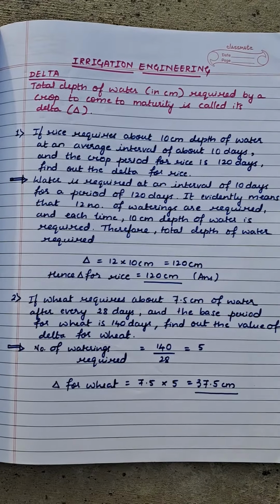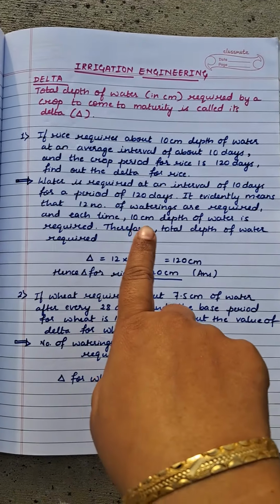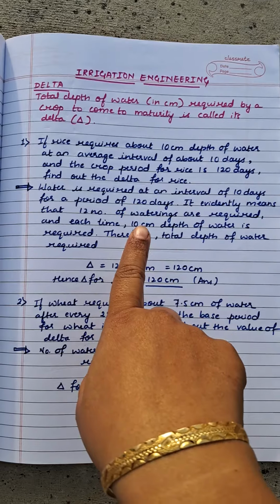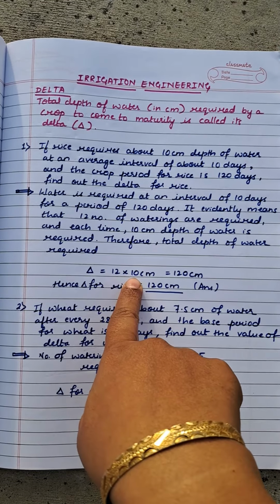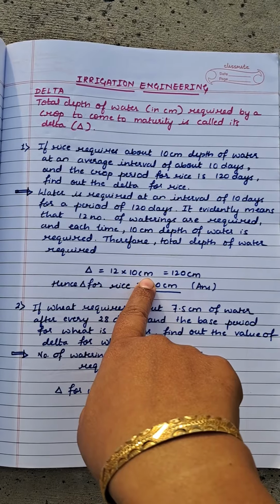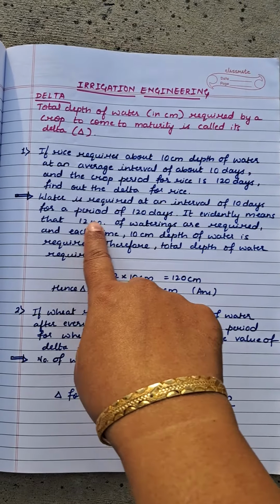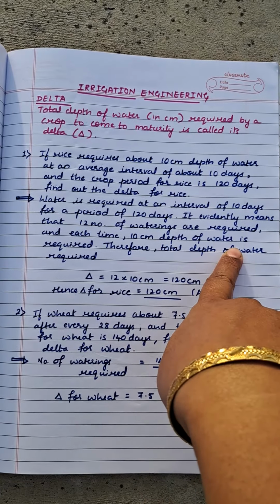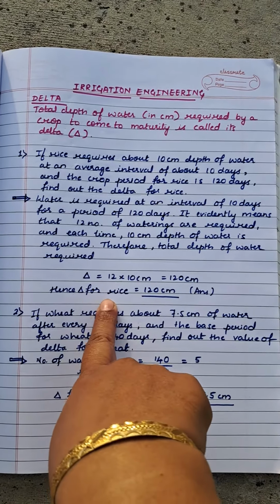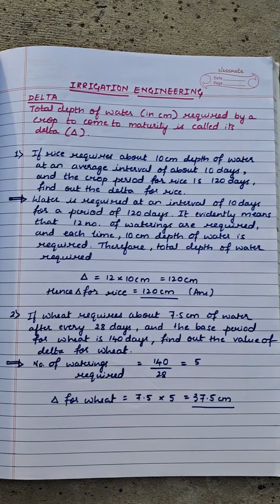So the total number of waterings required is 12. Okay, so delta is equal to 12 into 10 centimeter, for 10 days over a period of 120 days. So the 10 centimeter is the depth of water. Hence delta for rice is 120 centimeter.